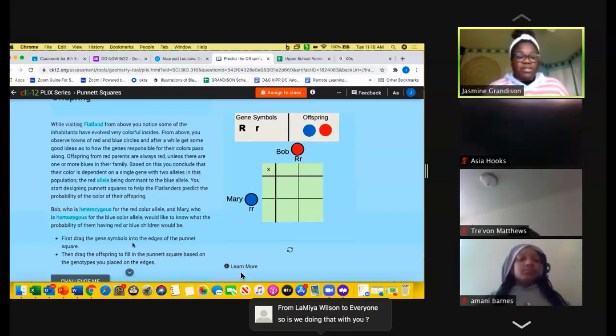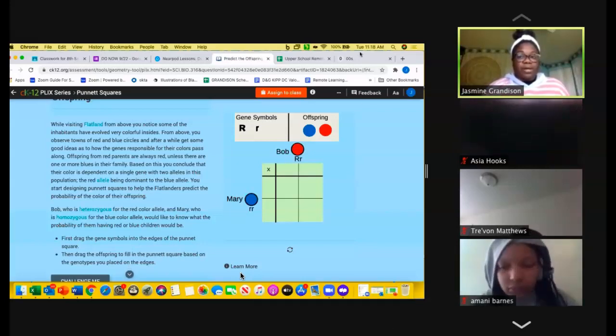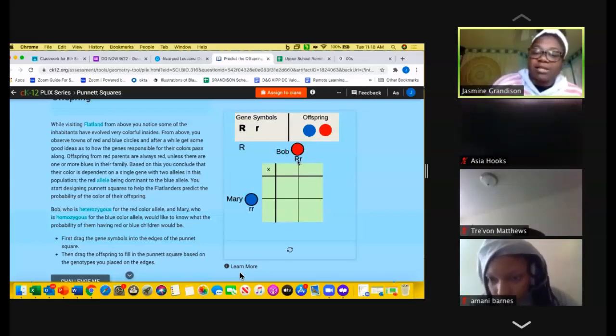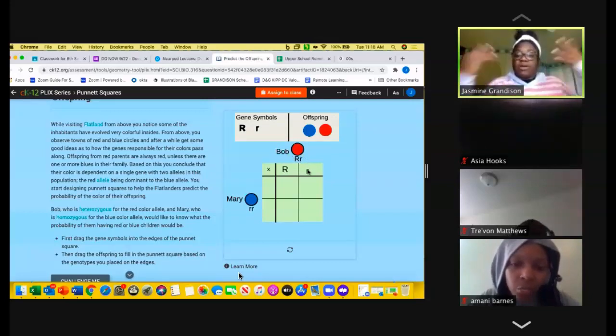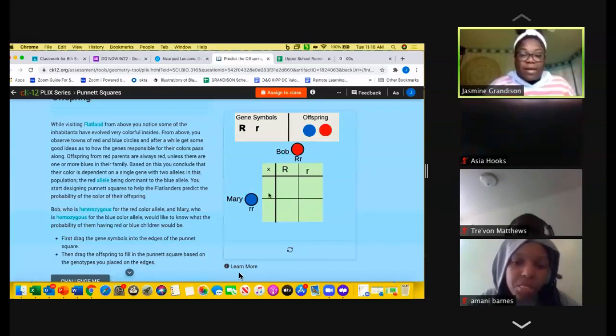So it says first drag the gene symbols into the edge of the Punnett square. So these are our gene symbols, and we see that Bob has the dominant trait of being red. So we're going to drag that at the top, and he has the recessive trait of being blue. Notice, even though the blue trait is there, it's not dominant, so he's going to be red. So we're dragging Mary's 2 traits on the other end. She's blue because she has 2 of the blue traits, recessive traits, and there's no dominant traits for Mary.